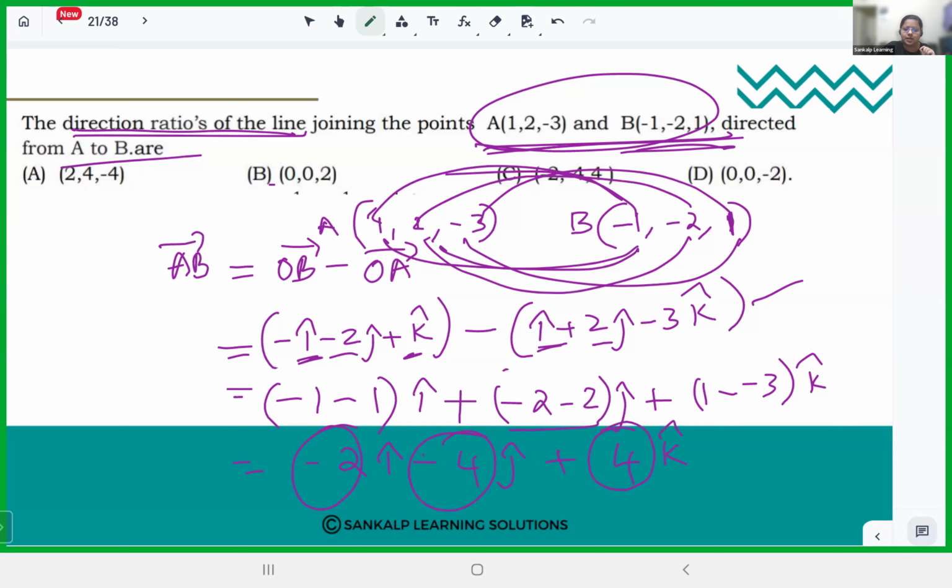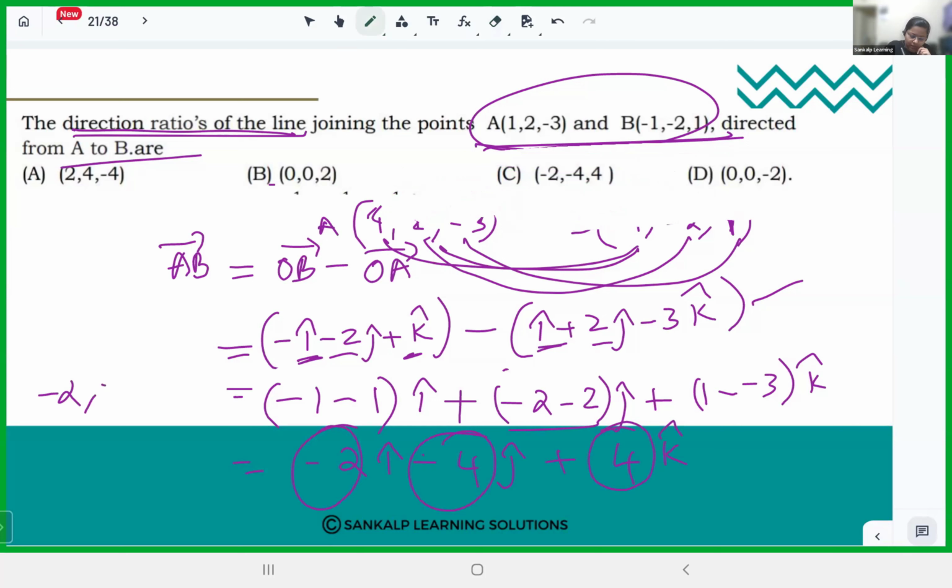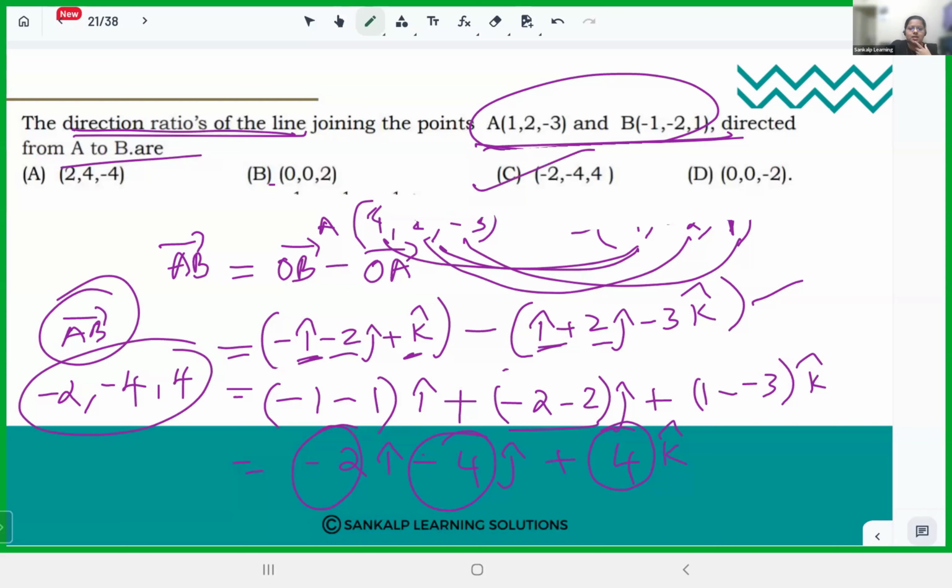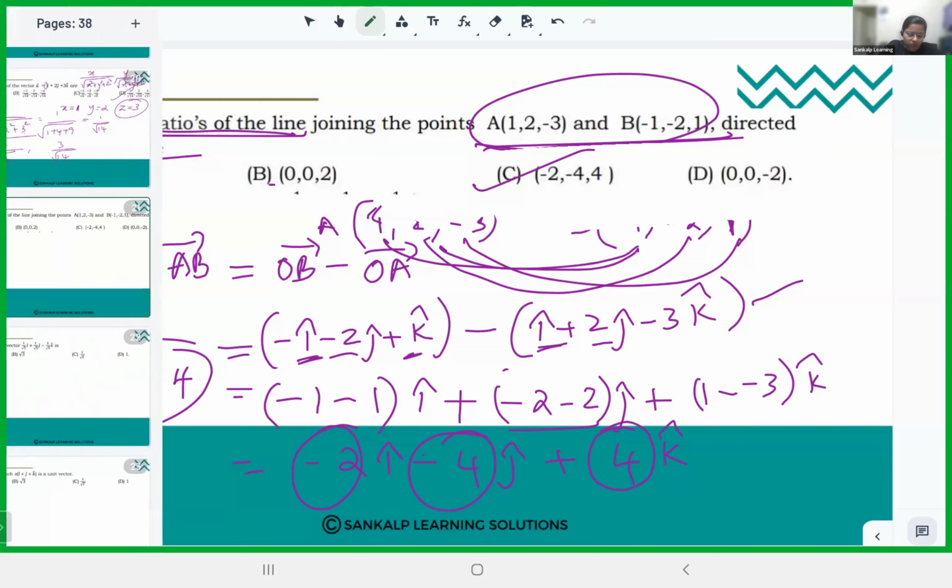So which is the right option from this? -2, -4 and 4 are the scalar components of vector AB. So these are the direction ratios of the vector AB, isn't it? Scalar components are nothing but the direction ratios of the line. So -2, -4 and 4, which is the option? C is the right option. All right. Now we are moving on to the next question.